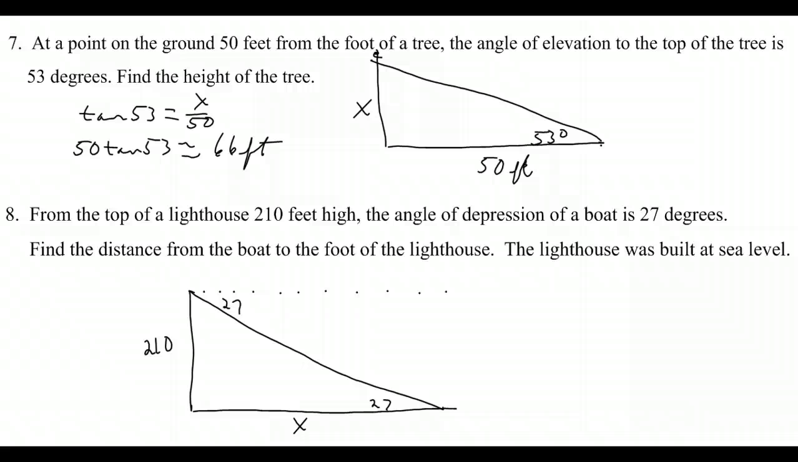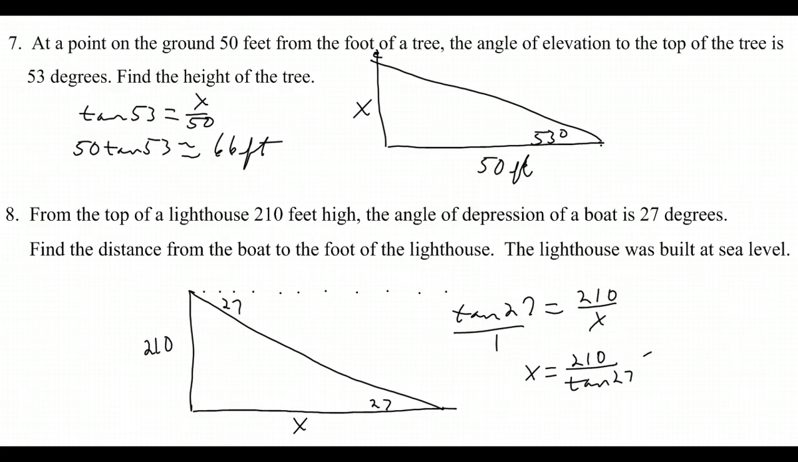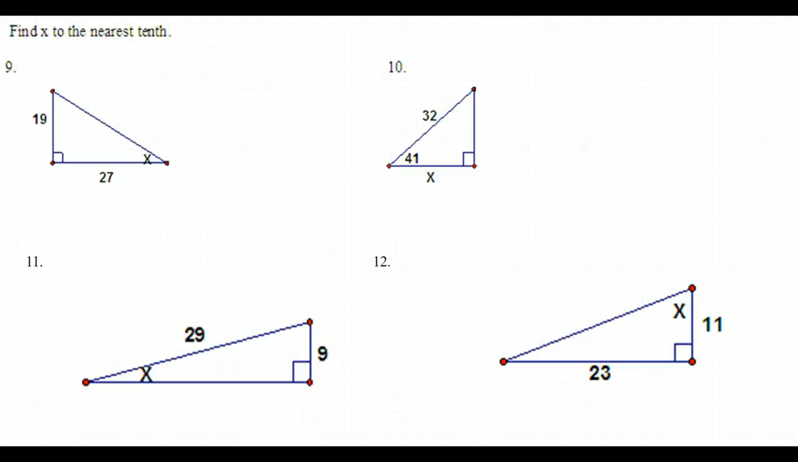And so what I need to do is find the tangent of 27 is 210 over x. Remember, if I put that over 1, cross multiply and divide, my x is going to be equal to 210 divided by the tangent of 27, which is approximately 412.15.